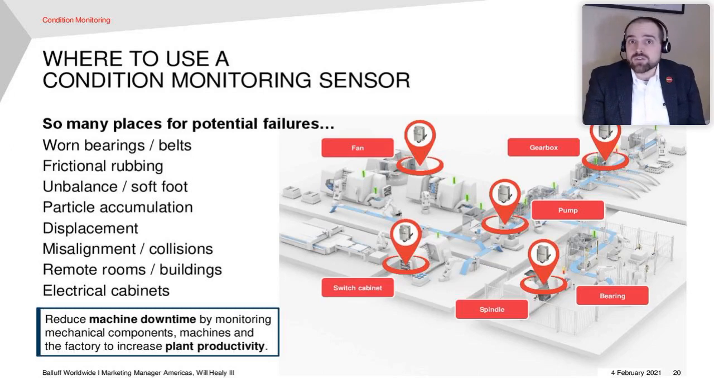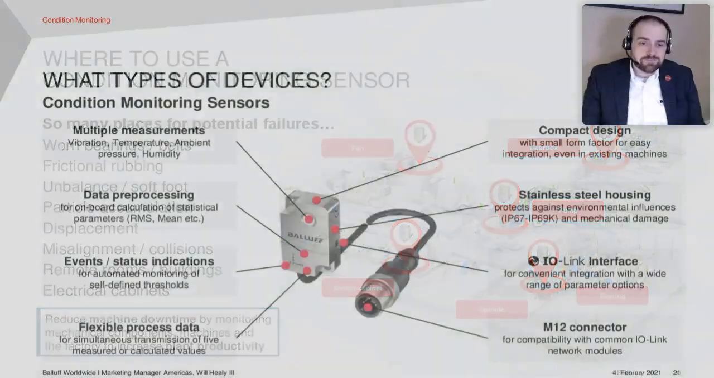And then inside of electrical cabinets, especially if you're in food and beverage, you're doing wash down. Did everyone close the electrical cabinets before they did wash down service? Is there extra humidity inside your cabinet? Or is there moisture buildup inside of the cabinet? These are things that we want to check because it can really be damaging. So really, the goal of condition monitoring is places where we're having machine downtime. Can we monitor the mechanical components, machines, and the factory so that we can improve that overall plant productivity?